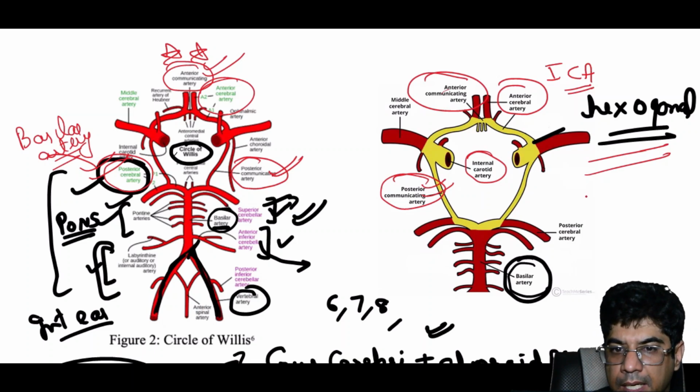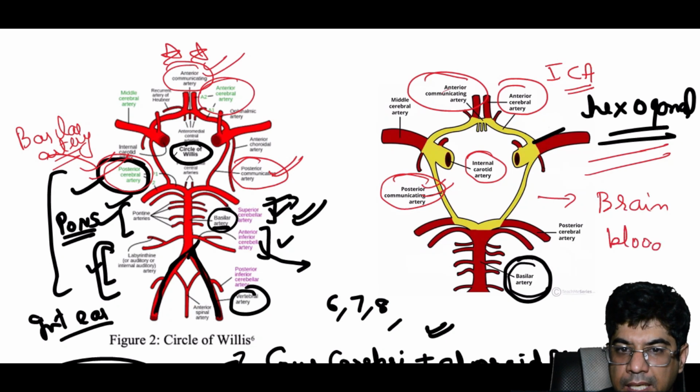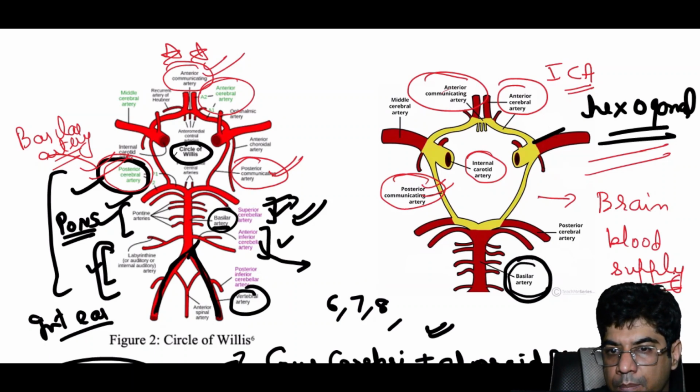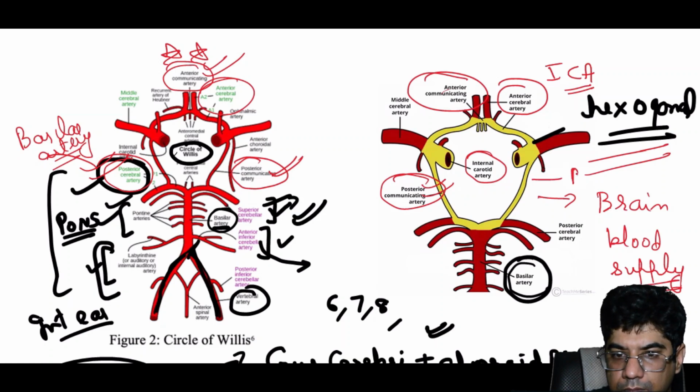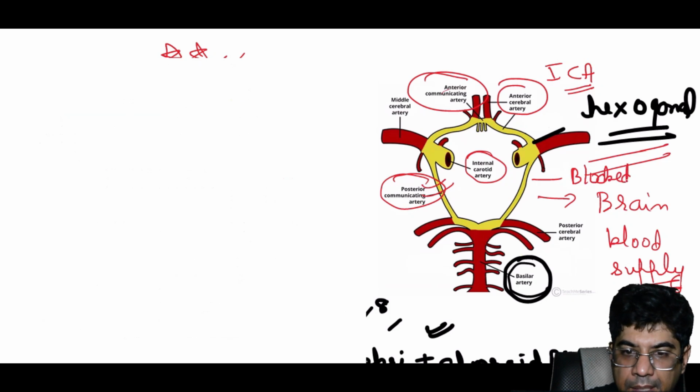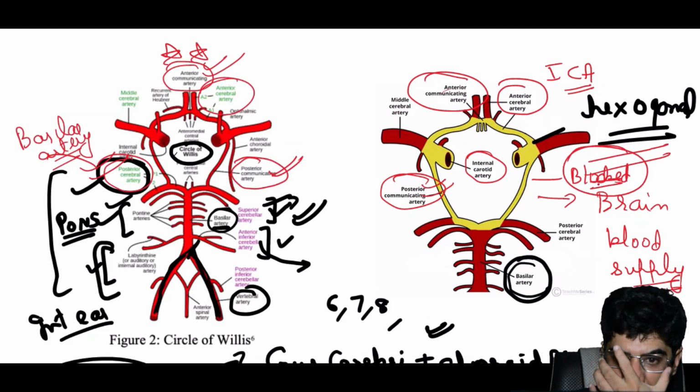So this circle, remember, plays a role in the brain's blood supply. What is its main function? It helps to equalize the blood flow to the different parts of the brain and provides backup circulation if one artery gets blocked. And it is important in diagnosing strokes and other brain conditions.